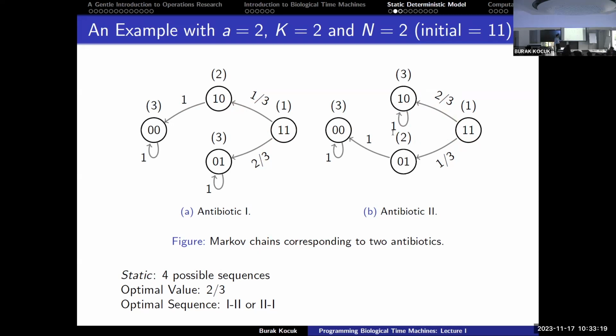However, if I apply antibiotic 1 twice, then with 2 over 3 probability, I will be stuck. I will be absorbed by 0. With only 1 over 3 probability, I will reach 0, and the same thing. Of course, we don't want to enumerate like this, but this is an example where we can solve this problem very easily.